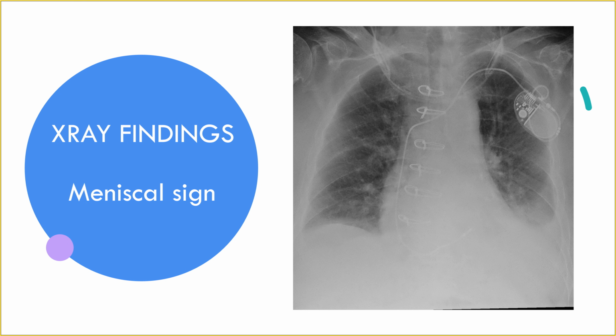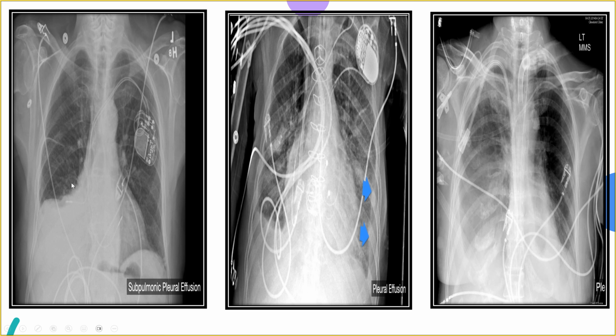However, in certain cases, there can be a pleural effusion, and it can present in other forms. For example, in this case, it presents as a raised right hemidiaphragm. What is happening here is that the pleural effusion has collected above the diaphragmatic surface, and it is called subpulmonic pleural effusion, and it presents as a raised right hemidiaphragm.